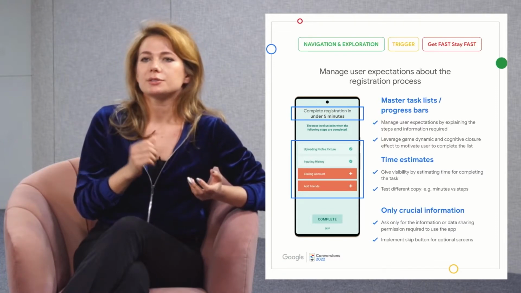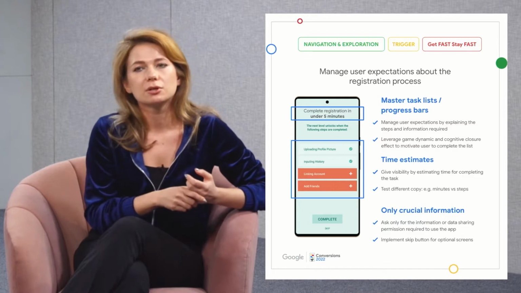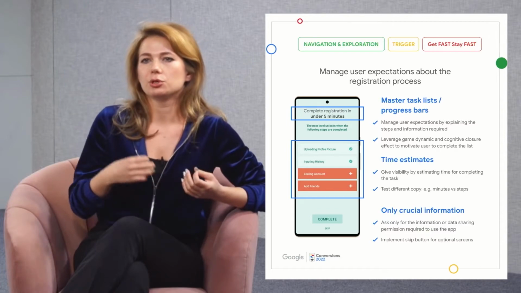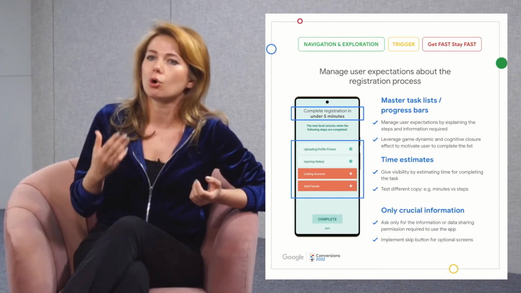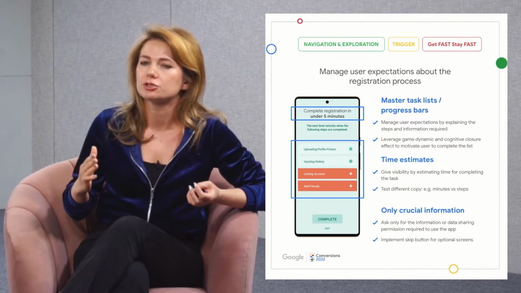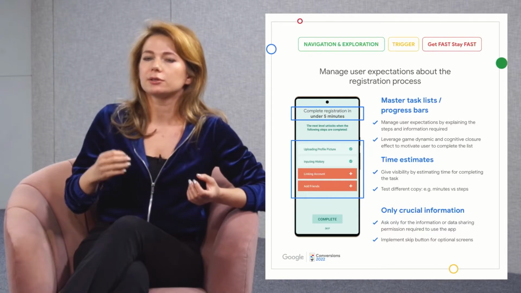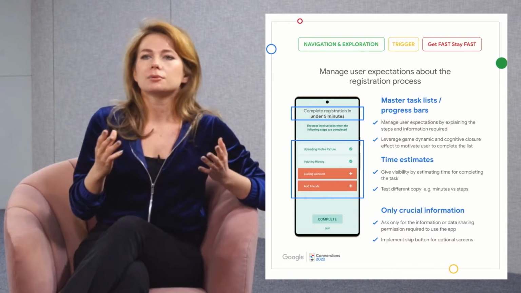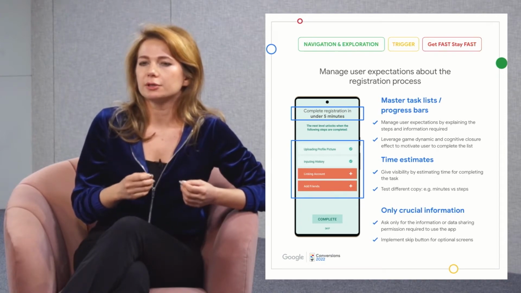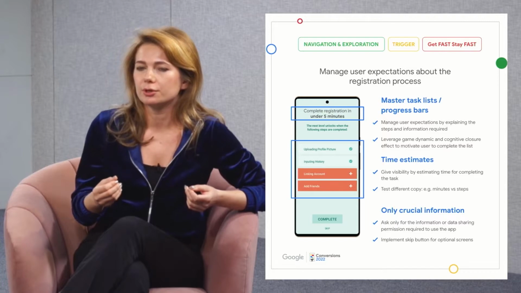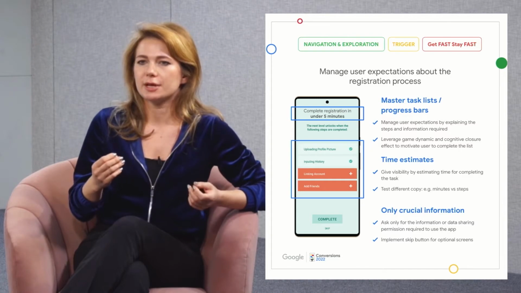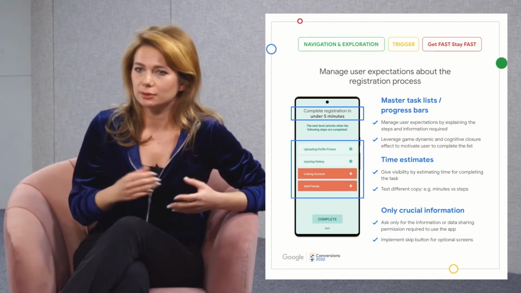So how many steps are there going to be, how much time is going to be required, what information is going to be required from the user. And here from the UX perspective, different progress bars and master task lists that can be revisited later throughout the registration come in handy, and also friendly copy that will say how many minutes and how many steps it is going to take. Also remember that you only ask for crucial information during the registration at the onboarding. Otherwise, you just make this step skippable or remove it completely.